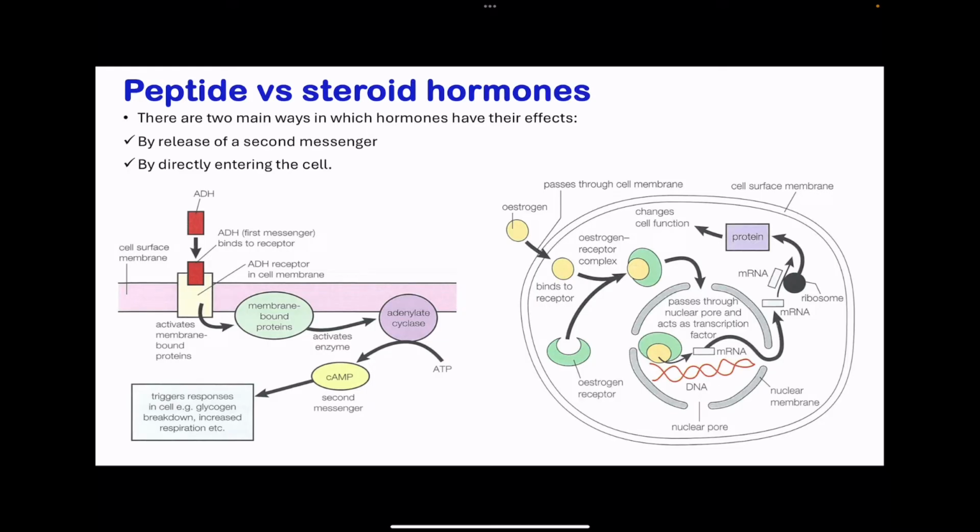For steroid hormones, these include sex hormones like testosterone as well as estrogen. These are soluble in lipids, so they can pass through the cell membrane directly, and they do bind onto receptors, forming a hormone receptor complex, which passes through the nuclear pore into the nucleus. The receptors they bind to are found inside the cell, so they form a complex, and then the complex enters the nucleus. This complex acts as a transcription factor, regulating the expression of genes.